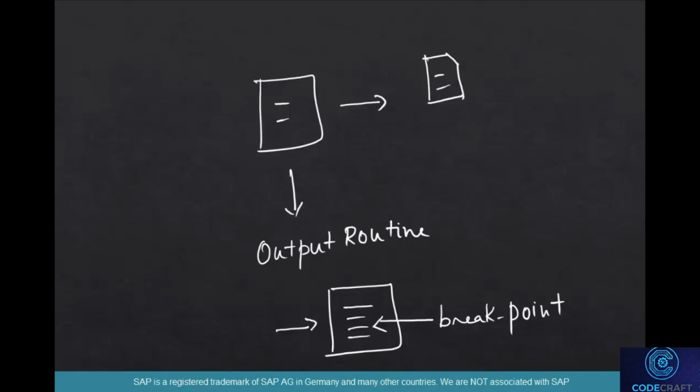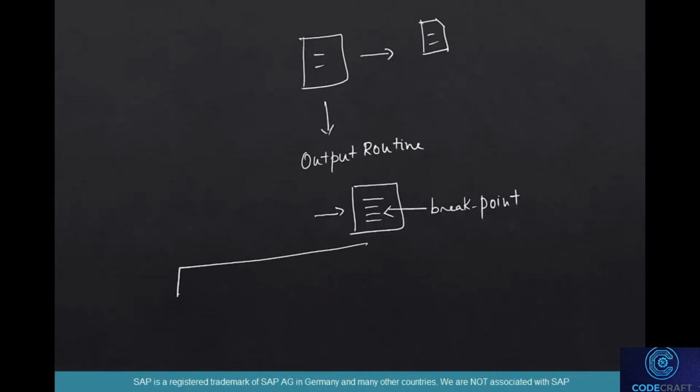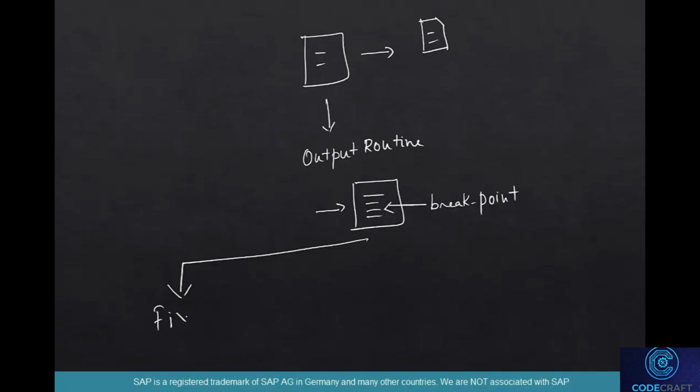What can you do now? Say at this breakpoint, we have realized that something is missing. Say the incompletion log, or there is a delivery block, or whatever. There is an issue, and that's what we have found out when we have put a breakpoint here. We have two options here. Option number one is to go fix the issue. The issue could be incompletion. The issue could be a delivery block. The issue could be anything that stops the output from being issued.